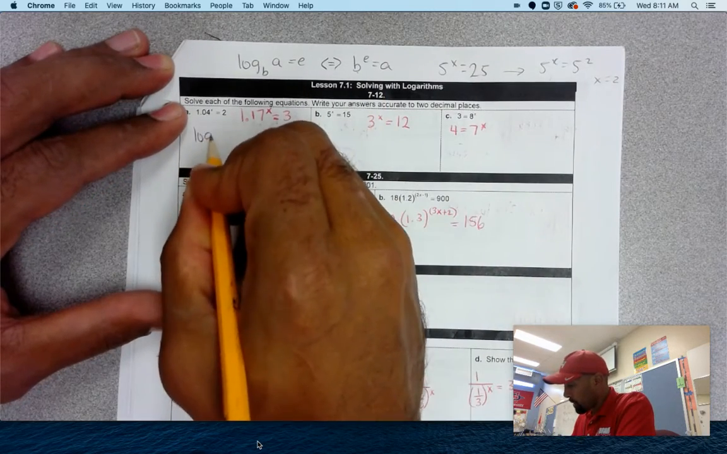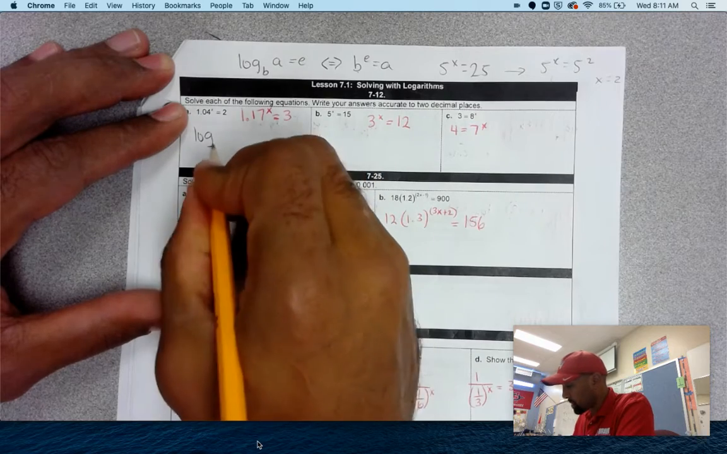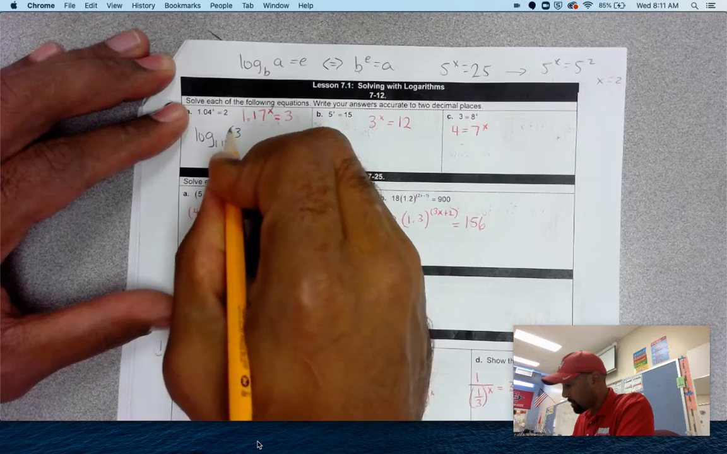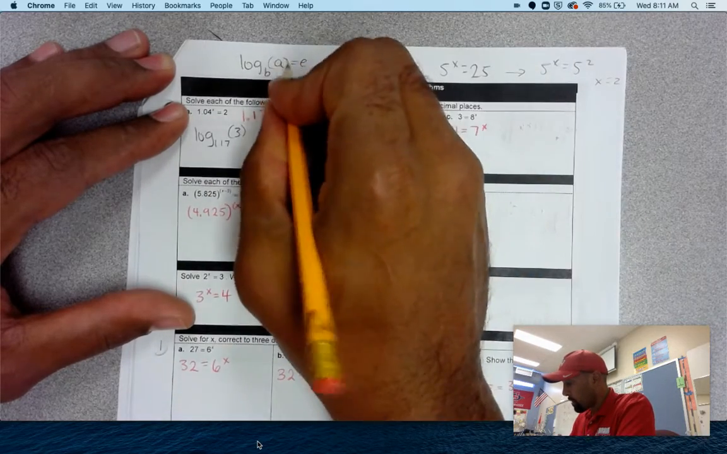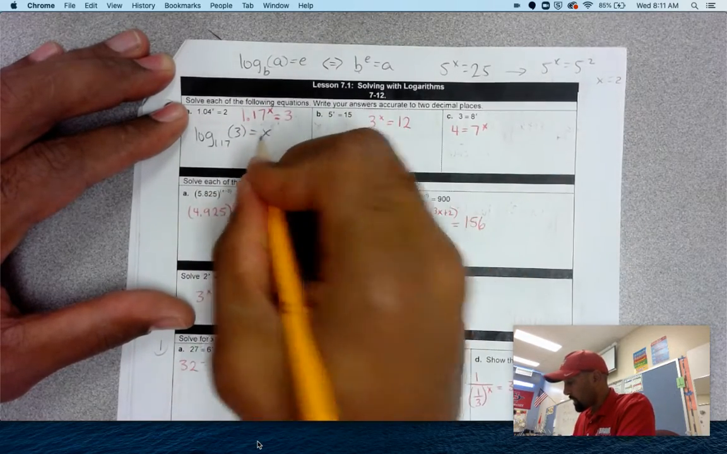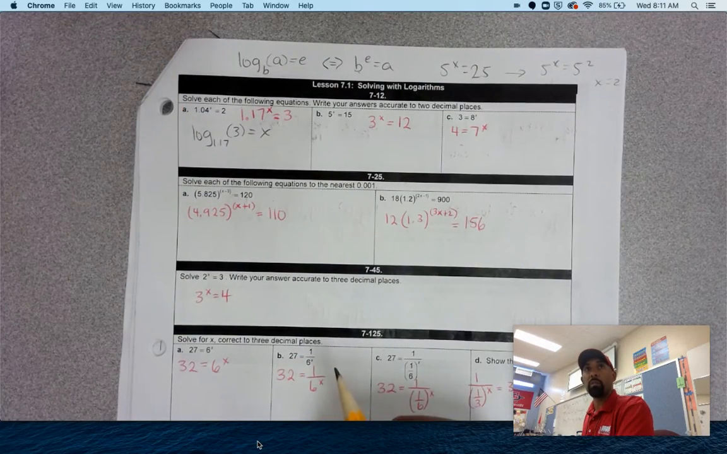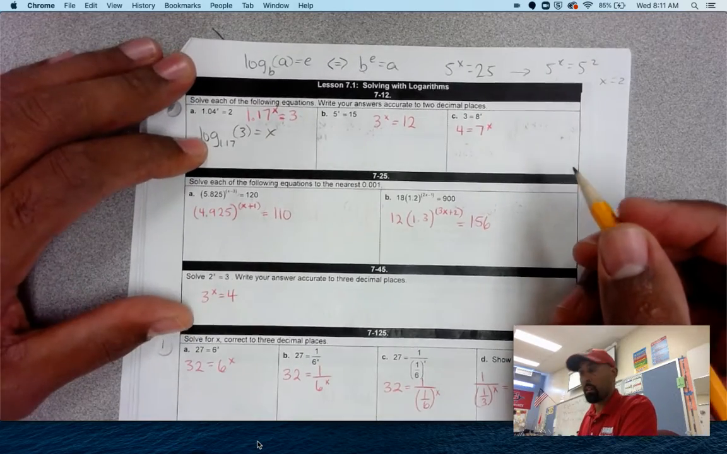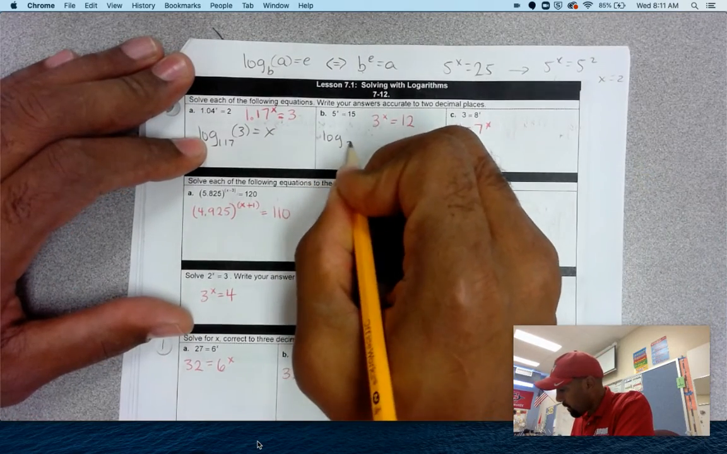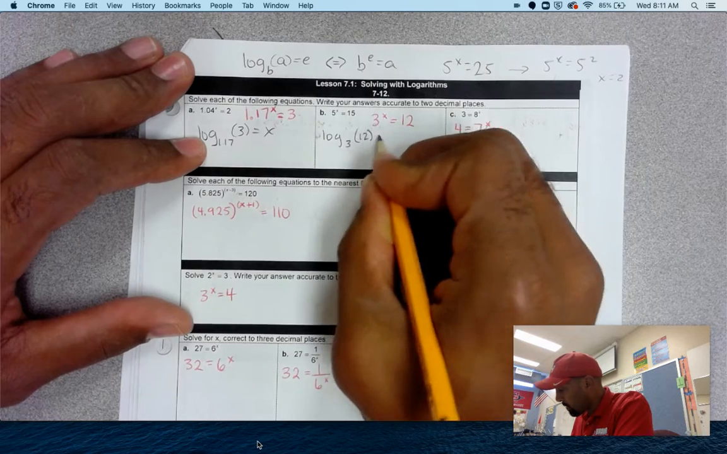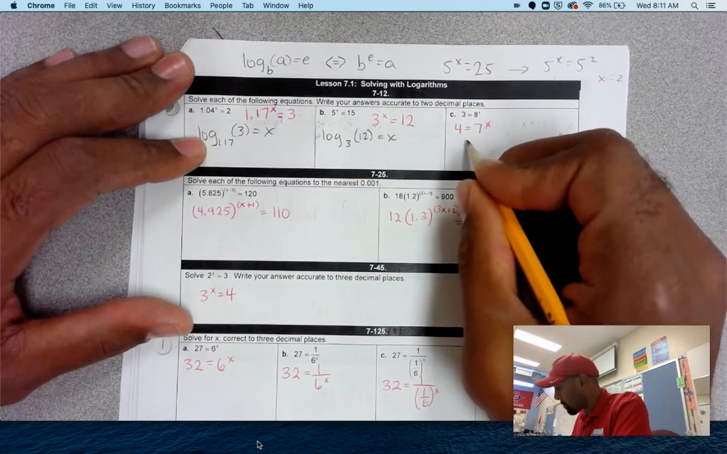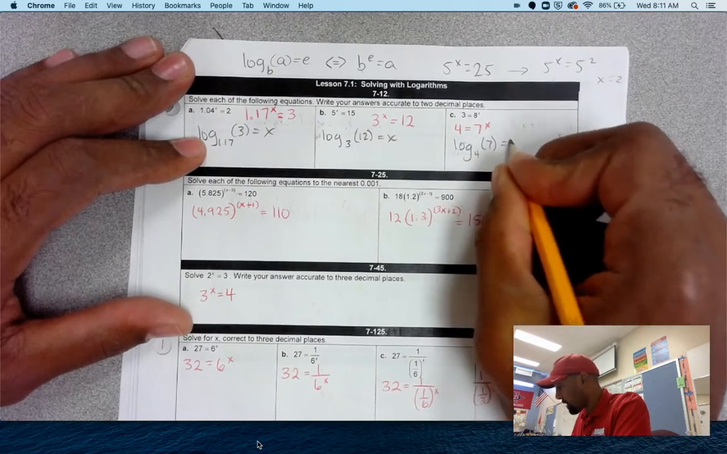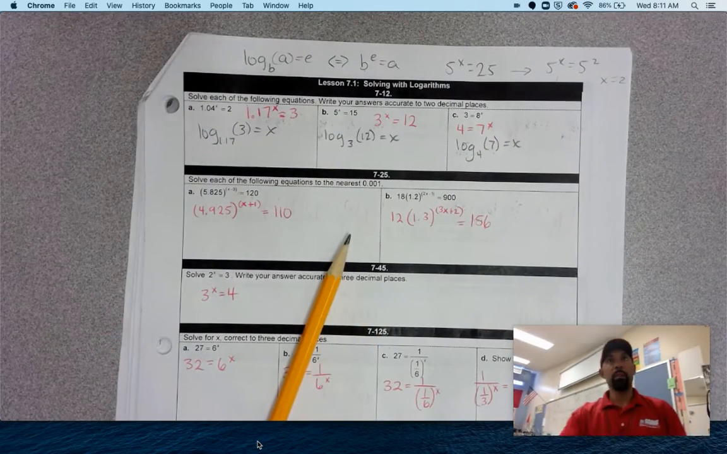So here, log of b, the base, which is 1.17, and the a value is the 3. So put that here in parentheses, and we set that equal to the exponent x. So now all I really have to do is plug this in. So let's set that up for all of these, so we can calculate them all at once. This would be log base 3 of 12 equals x, and then same thing here, log base 4 of 7 equals x. Okay, so now we're going to set all these up in the calculator.